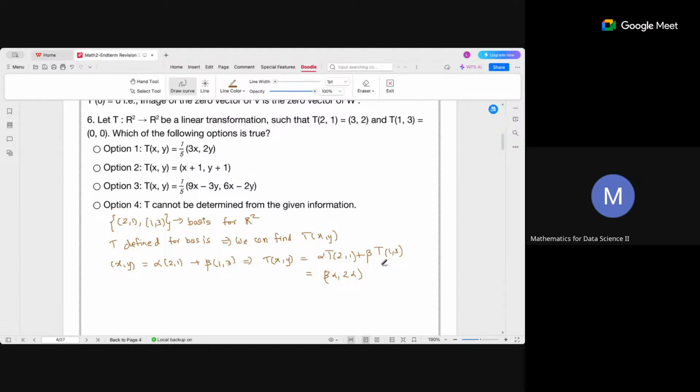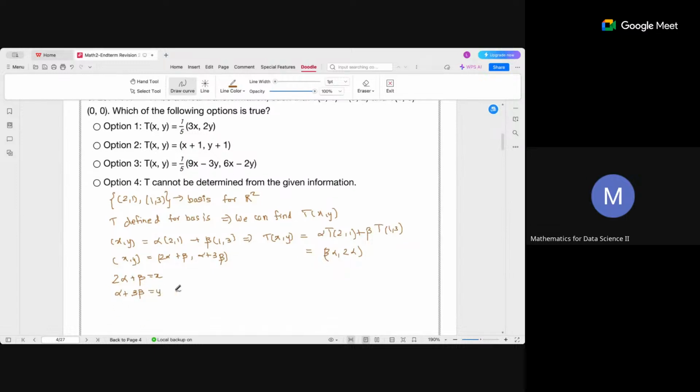Now how are we going to find alpha and beta in terms of x and y? First look here: you have (2 alpha plus beta, alpha plus 3 beta), and this is (x, y). So 2 alpha plus beta is equal to x, and alpha plus 3 beta is equal to y. We are going to solve these equations. Let us call this 1 and this 2. First equation as it is, and second equation multiplied by 2. So 2 alpha plus beta is equal to x, and 2 alpha plus 6 beta is equal to 2y.